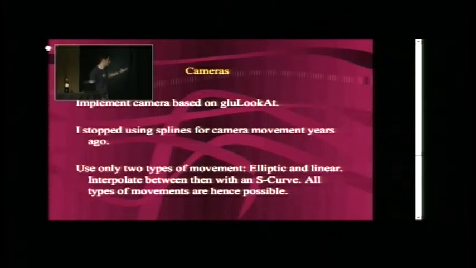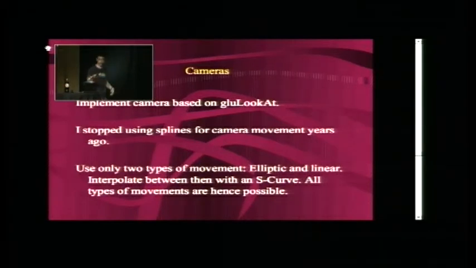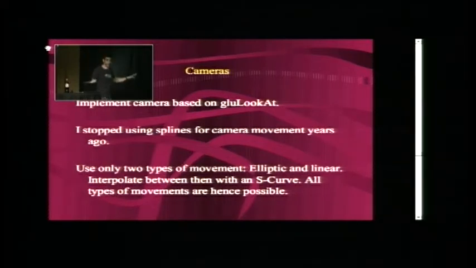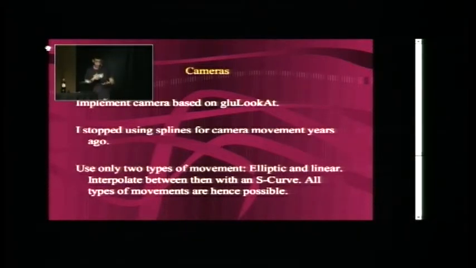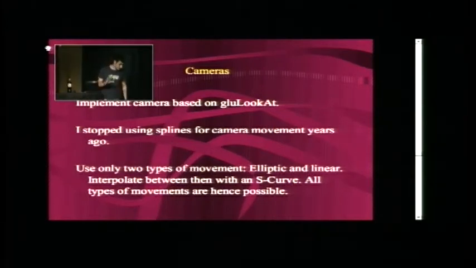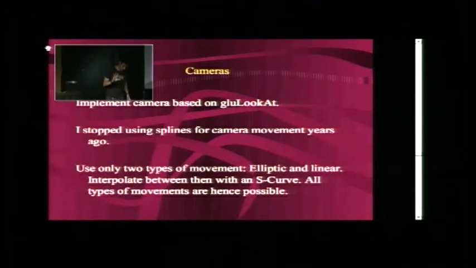For the camera I use this simple function that's given with OpenGL, where we have 3 vectors: position of camera, direction of camera, and up vector. I haven't been using splines. You may think, well, if you look at the demo, it has quite a lot of complicated camera scenes, and it's all a combination of sine and lines.